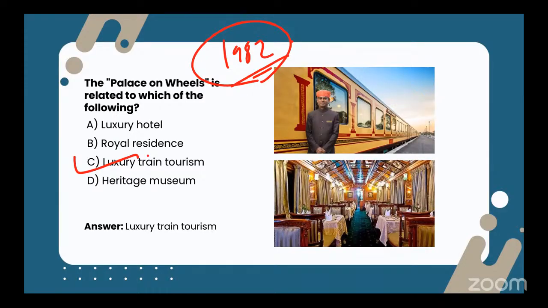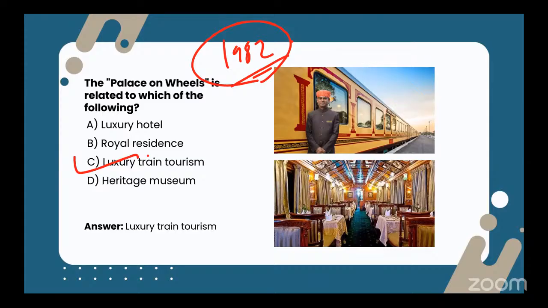The railway also wanted to recreate that experience, and the prices are also very high. These trains offer a 7 night, 8 day journey. Initially it was through Rajasthan only, covering places like Jaipur, Udaipur, Jaisalmer. They have different itineraries, but still mainly through Rajasthan.